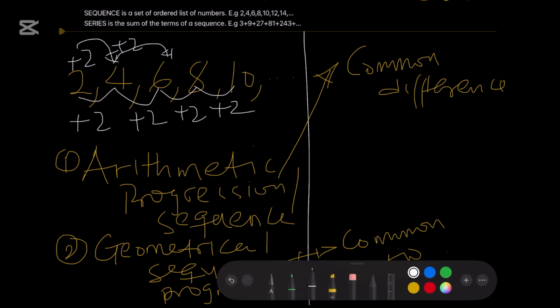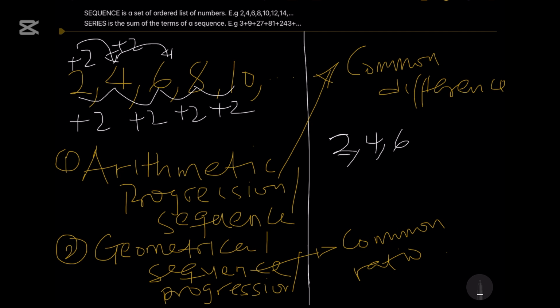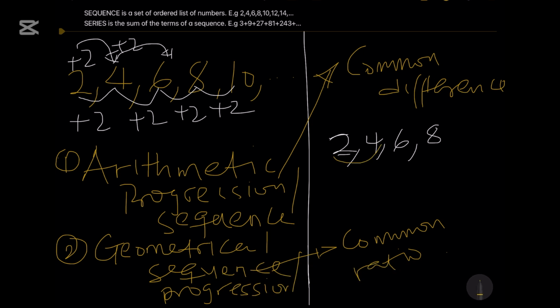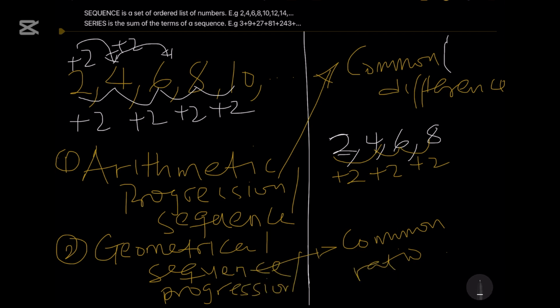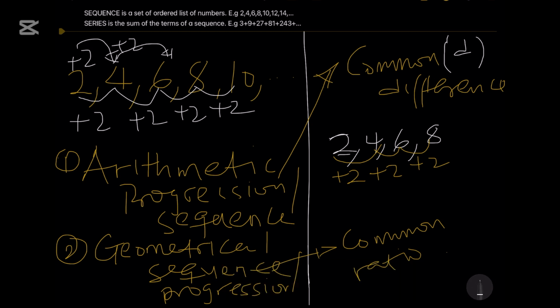When we talk about common difference, let's take for example this same sample we looked at: 2, 4, 6, 8. If you look at this sequence, we will discover that there's a common difference between each of the numbers. 4 minus 2, we have 2. There's a difference of plus 2. So this is what we call the common difference, which is represented with the letter D.